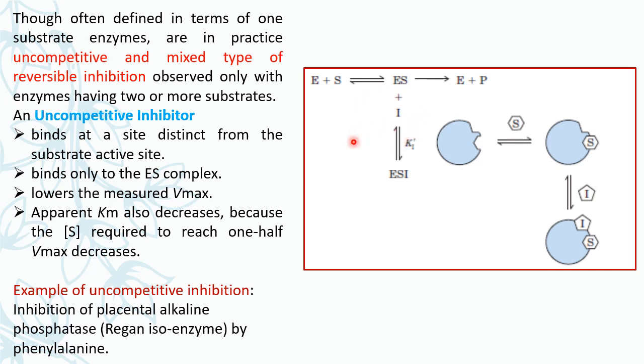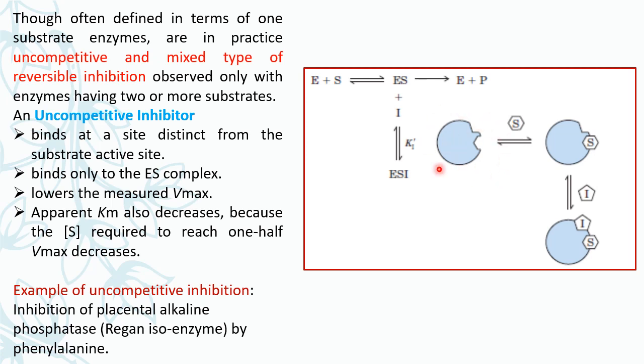Why? Because binding of the substrate with the enzyme causes a conformational change in the enzyme to open up the binding site for the inhibitor. So substrate first binds with the enzyme to form ES and leads to conformational change, so that the place for binding of the inhibitor opens up, and then the inhibitor can bind to form the ESI complex. Okay, so what happened here?